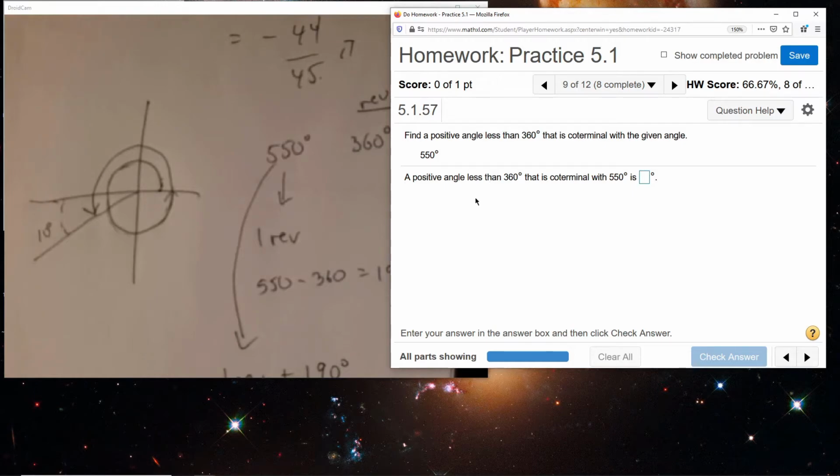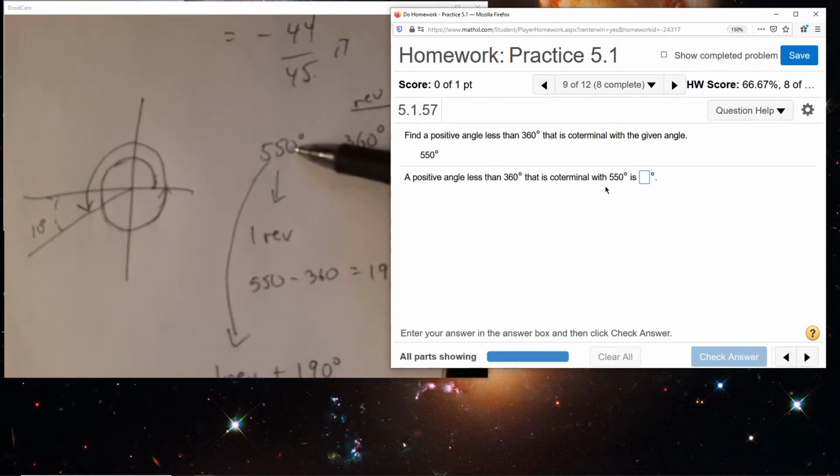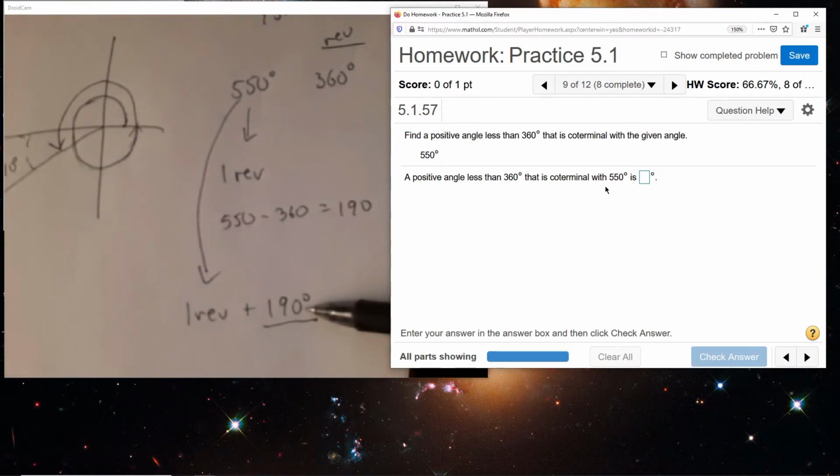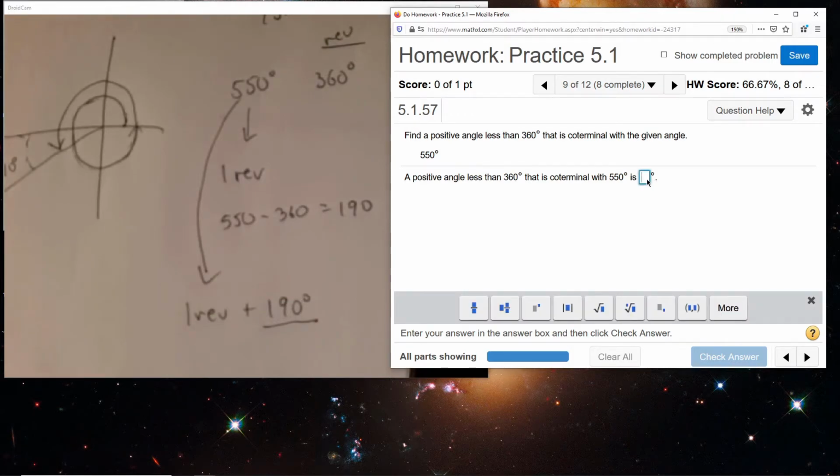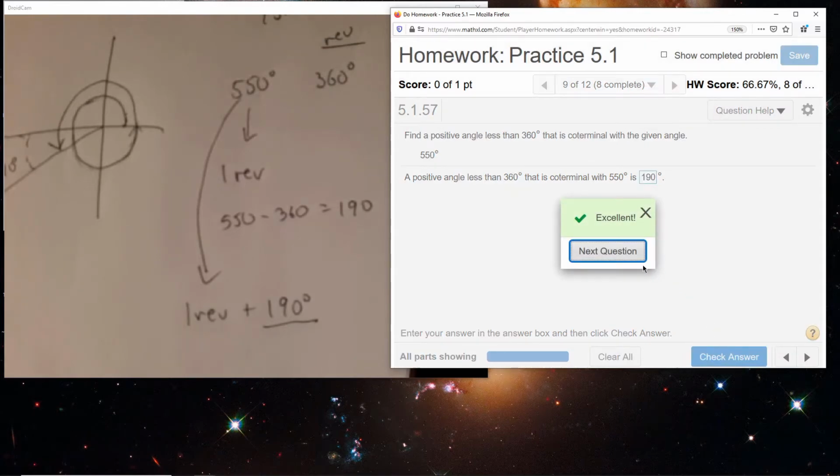Now, they want an angle that's less than 360 that's coterminal with 550. Well, what's coterminal with 550? 190. 550 is just 190 plus 1 revolution. Adding 1 revolution to your angle will always get you something that's coterminal. And there's our answer.